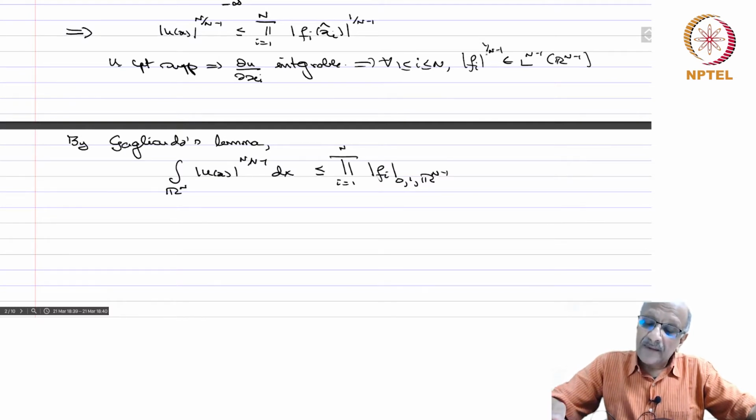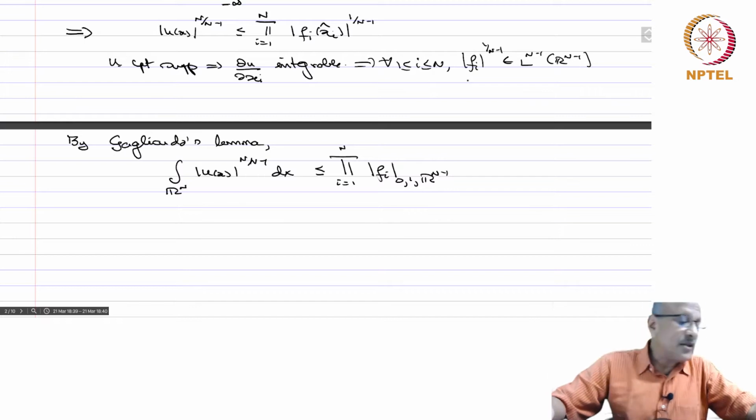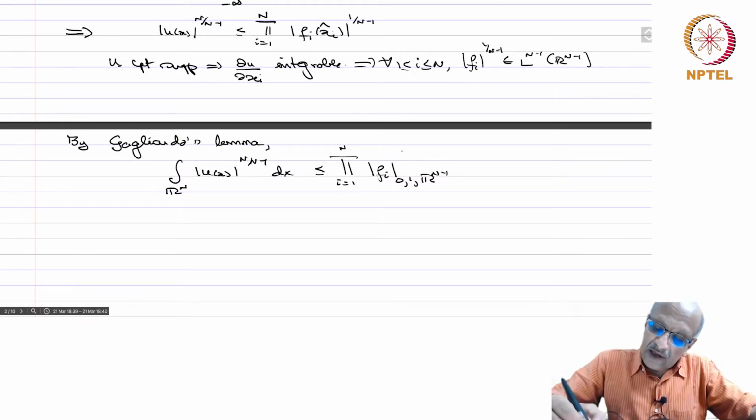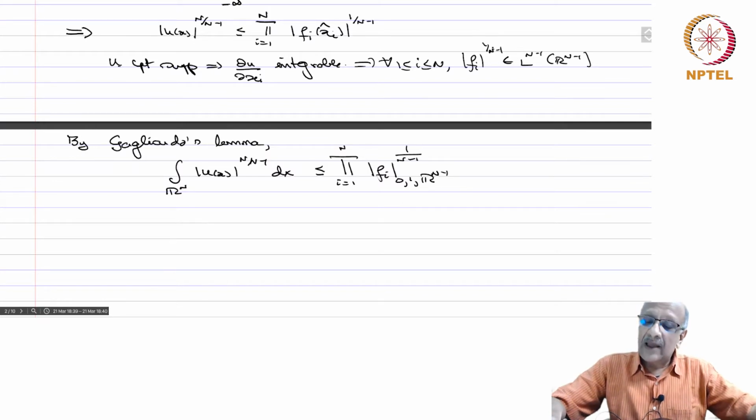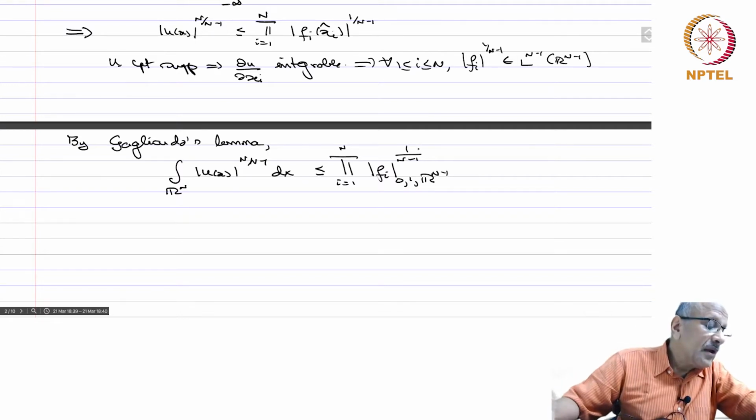So when I take the n minus 1 power, I will just get f_i integral, so that will give you the thing. But then I have to take the power of 1 by n minus 1, and therefore I will get here 1 by n minus 1 in the power. So I am taking the n minus 1 power of this, integrate, and then I have to take the 1 by n minus 1 power outside. Now if I take the n minus 1 power and integrate, I will just get the L1 norm, and then taking the 1 by n minus 1 power outside gives you this.